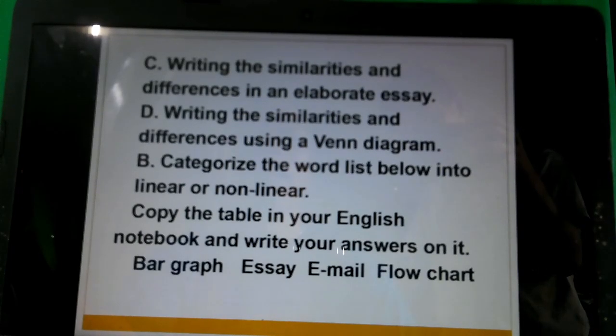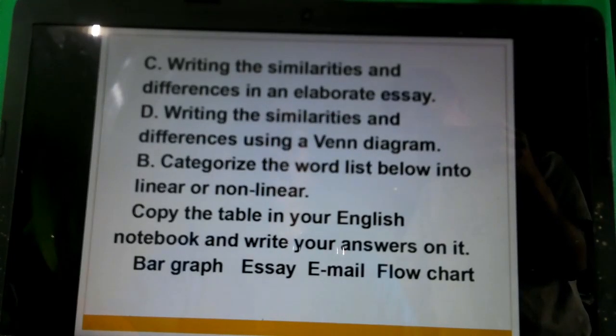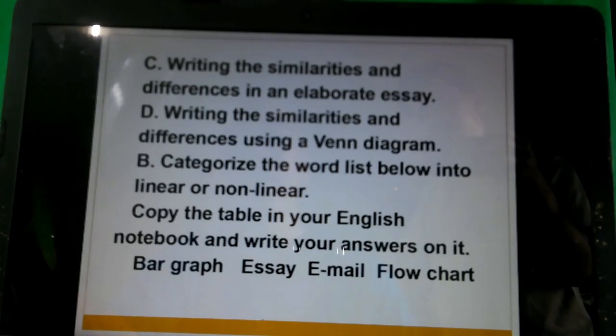D. Categorize the word list below into linear or non-linear. Copy the table in your English notebook and write your answers on it. Bar graph, essay, email, flow chart.